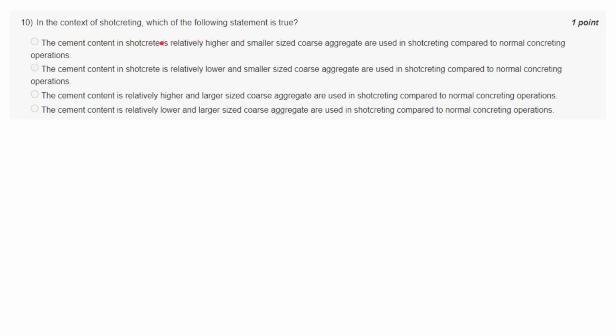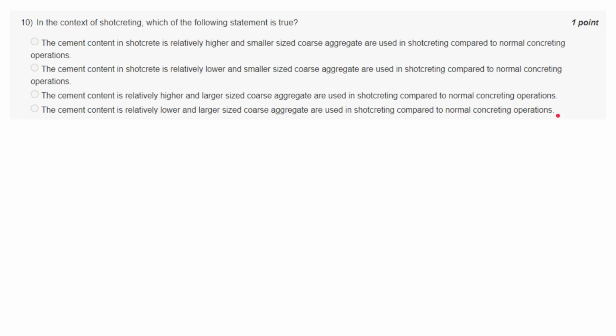The cement content in shotcrete is relatively higher, and smaller size coarse aggregates are used in shotcreting compared to normal concreting operations. Second, the cement content in shotcrete is relatively lower, and smaller size coarse aggregates are used in shotcreting compared to normal concreting operations. Third, the cement content is relatively higher, and larger size coarse aggregates are used in shotcreting compared to normal concreting operations. Or fourth, the cement content is relatively lower, and larger size coarse aggregates are used in shotcreting compared to normal concreting operations.